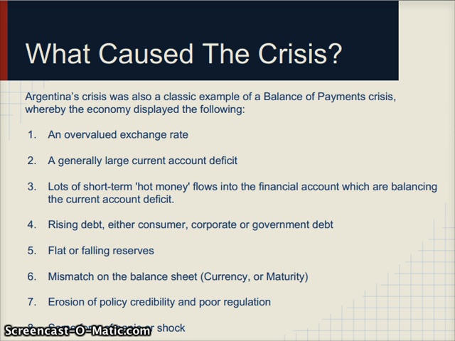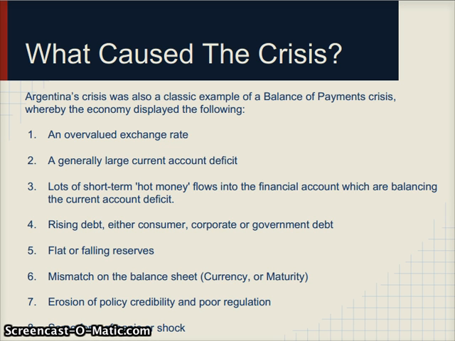Then we also saw potential for rising debt, either consumer, corporate, or government debt. In the case of Argentina, it was all three. We also noticed that countries which have flat or falling reserves typically will see another vulnerability rise, and the reason why they're flat or falling is because the balance of payments situation is deteriorating, either because their trade account is weaker or investors are taking their money out. We also see vulnerabilities in terms of a mismatch on the balance sheet, and that's either a currency mismatch or a maturity mismatch in terms of their debt.